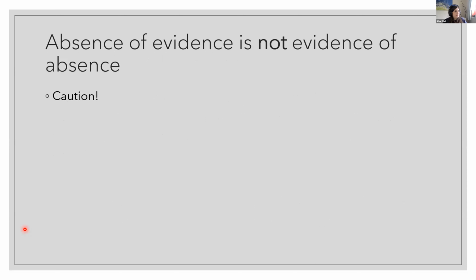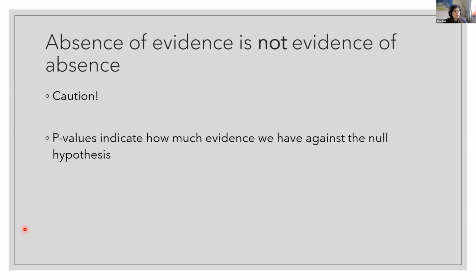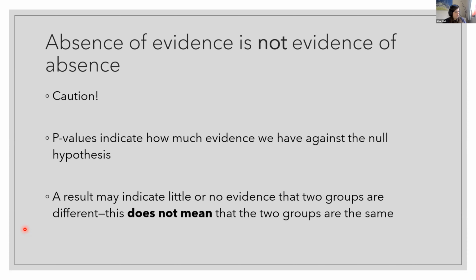Okay. Now, there's some caution about if you get a result that you would consider to not be statistically significant. So this is absence of evidence is not evidence of absence. So your p-value is always telling you how much evidence you have against the null hypothesis. So always think of it in that way.